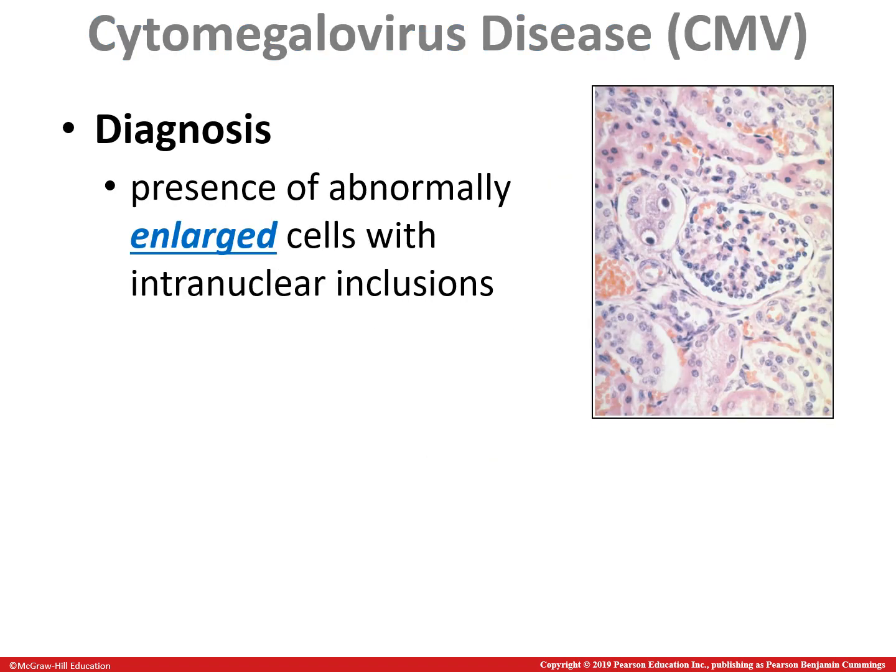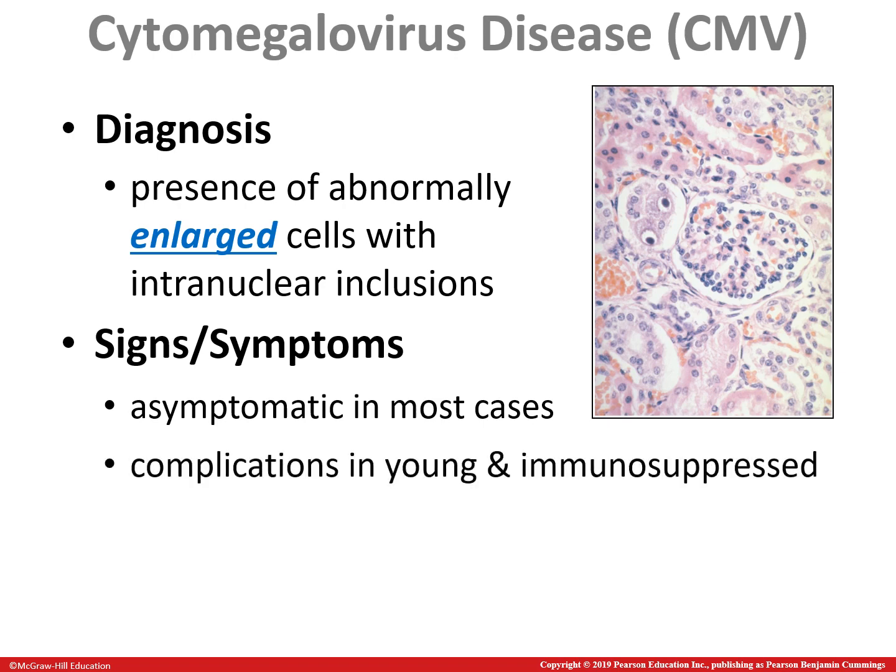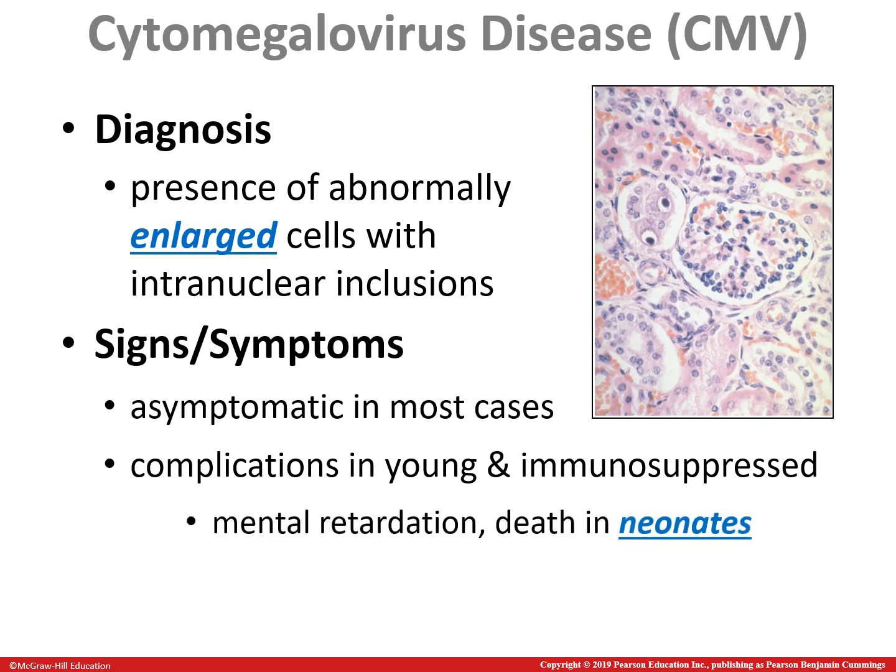For this one, they can do microscopic analysis and look for these unusual inclusions in the nucleus, which is where they get the name cytomegalovirus, essentially a very large cell. Again, mostly asymptomatic. The complications we tend to see are in very young or immunosuppressed individuals. In a developing fetus or a neonate, it can lead to neurological problems, so mental defects or even fatality. In HIV/AIDS patients, it can cause a form of pneumonia.